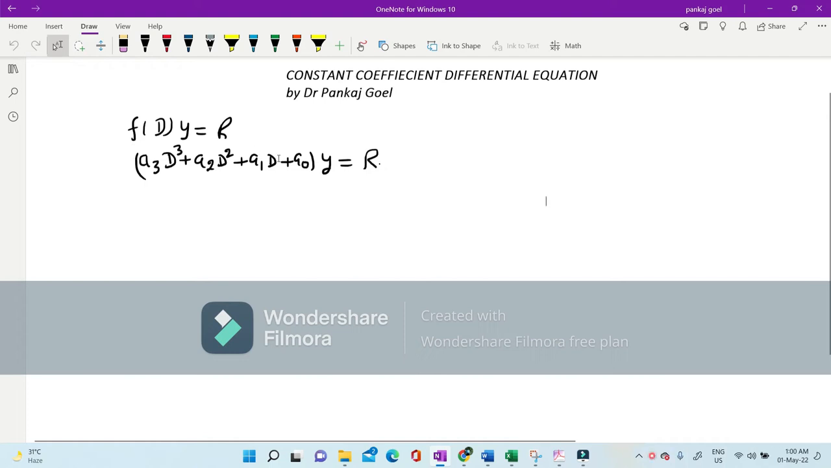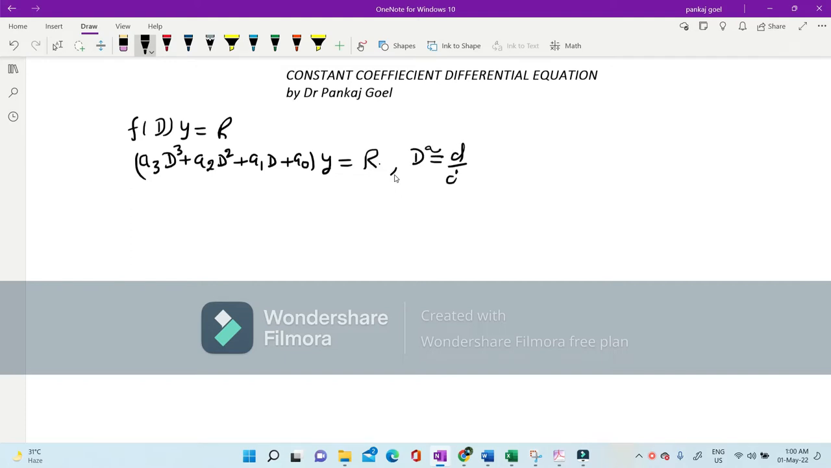Hello student, today we are discussing constant coefficient differential equations. It can be written as f(D)y = r, where f(D) for a third order differential equation can be written as a3D^3 + a2D^2 + a1D + a0 y = r, where D may be written as d/dx, where we can say x is an independent variable.